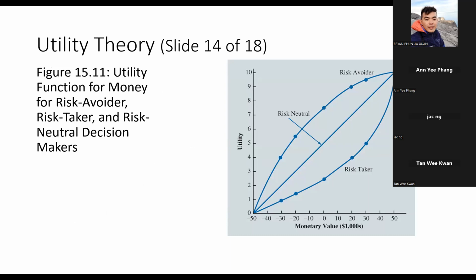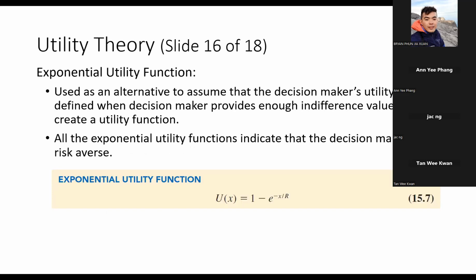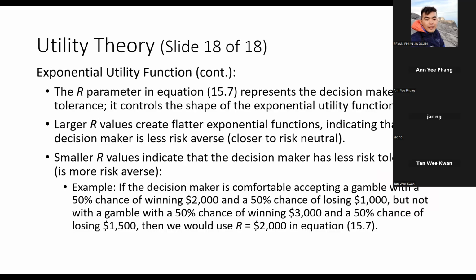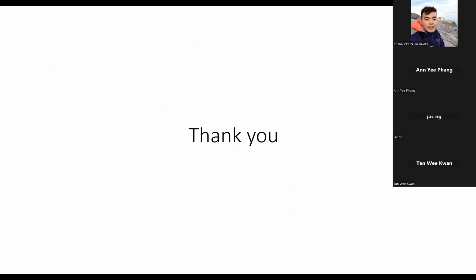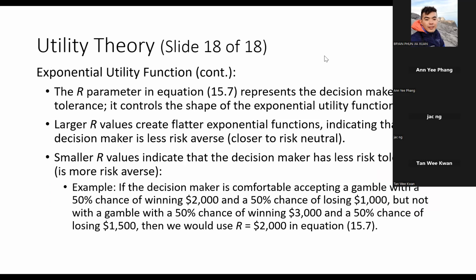So this is the utility function for money for the risk avoider, risk taker, and the neutral decision makers. Then this is the exponential utility function, so you can calculate that. Okay, that is utility value. Any question on utility?